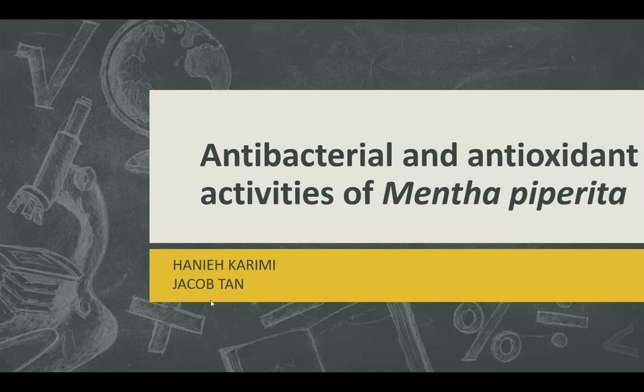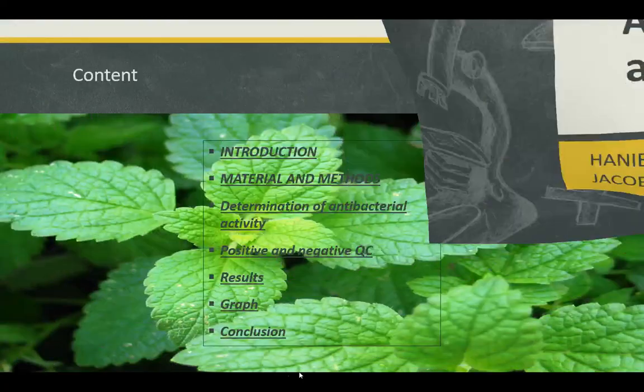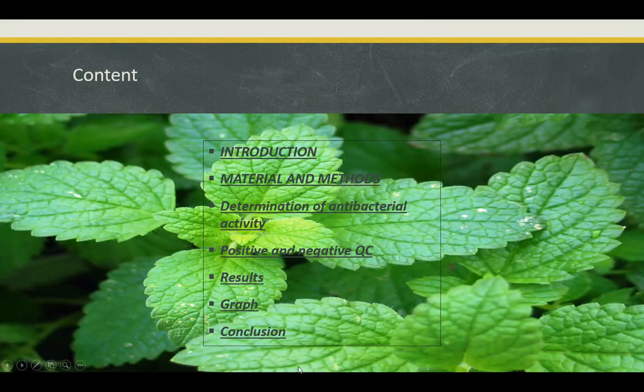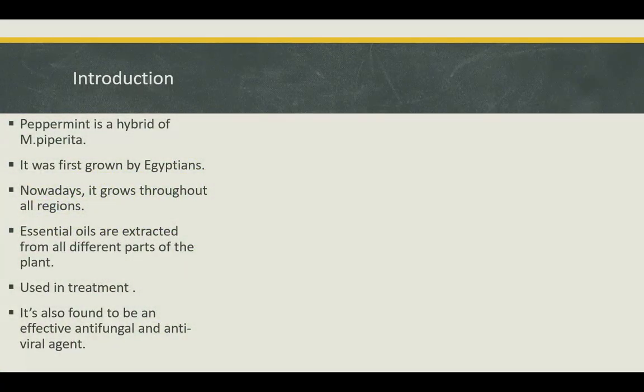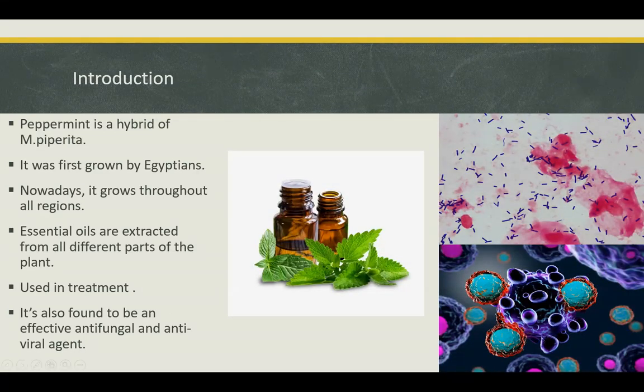Hello everyone. Today we will be discussing peppermint or peppermint oil and its antibacterial and antioxidant effects. Peppermint is a combination of Mentha piperita and Mentha aquatica. It was first grown and used by the Egyptians during the 13th century, then grown by more countries in Europe, North America, and North Africa. Now it's very popular and is grown in all regions of the world.